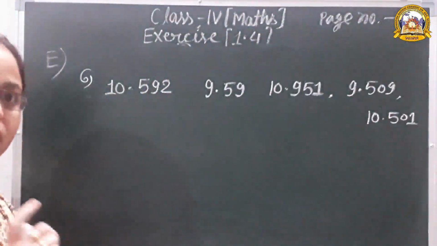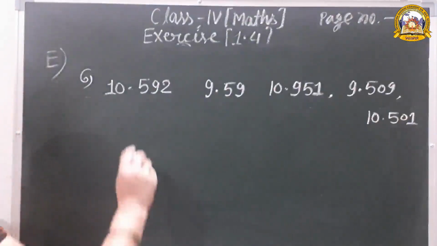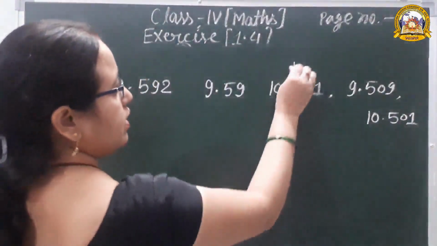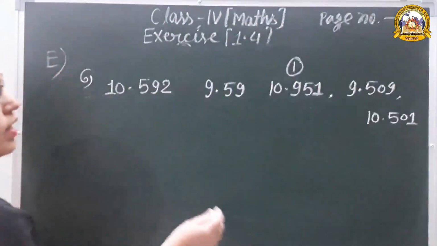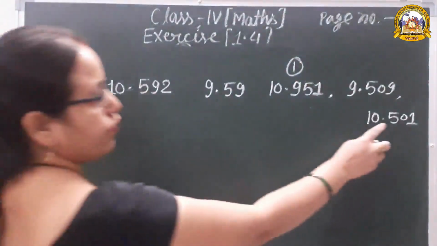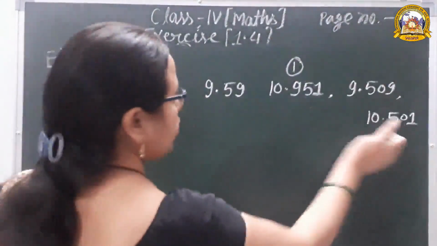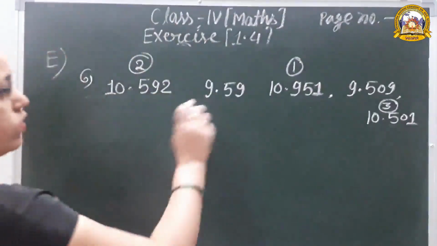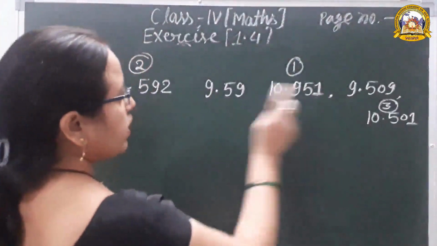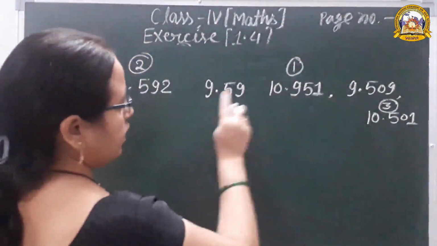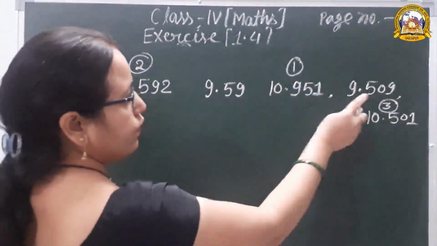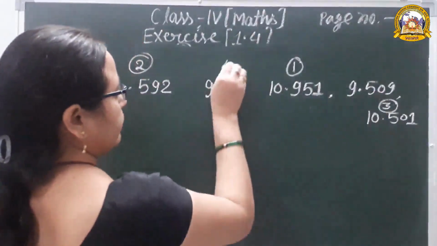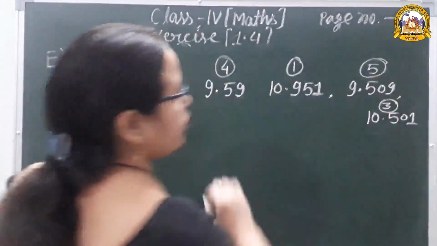In these three numbers the whole part is 10, so we will check the next digit. After the decimal: 5, 9 and 5. So this one is bigger than the other 2. Now after the decimal, 5, 5, then 9, 0. So 9 is bigger, and this one is on the third position. Now only 2 decimal numbers remain. So 9 and 9, after the decimal 5, 5, then 9 and here is 0. So this one is bigger than this one, this is on the fourth position and this one on the fifth position.